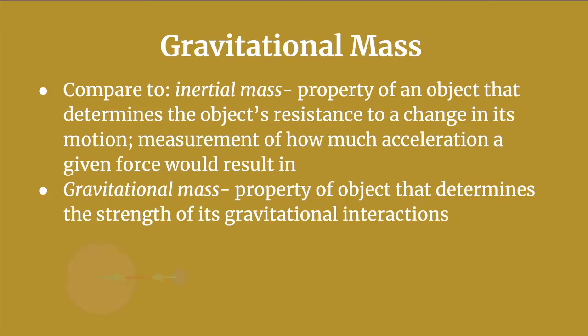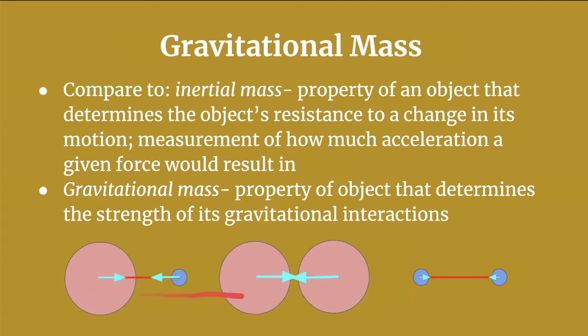Let's look at three examples. So here we have three sets of masses. We have two pink, one blue, and two blue. In the situations with the pink, there are larger vectors, as we can see here, and when we have blue, there are generally smaller vectors. From this, we can experimentally assume that the pink has a larger gravitational mass than the blue, because its gravitational interactions are generally larger with other masses.